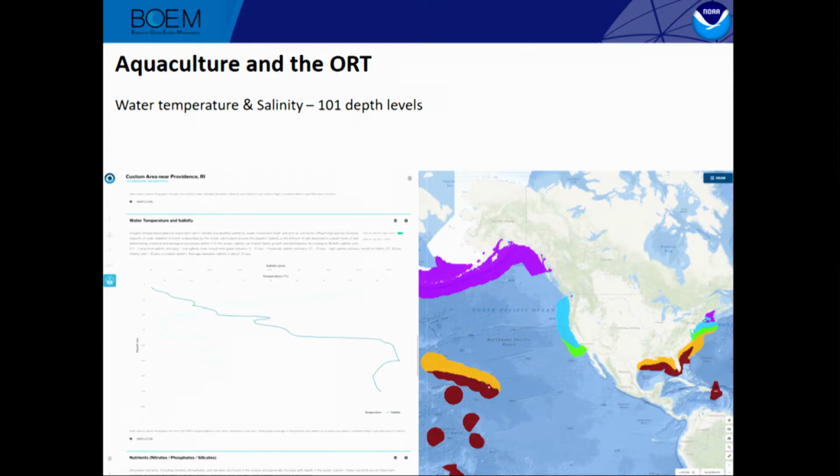This is an example of temperature and salinity. As you can see on the left, there is a depth profile that goes with this. You can click on any of those spots to see that information. The layer that you're seeing is temperature. We have another one that you can toggle on, you can see there on the side, and you can toggle on salinity as well.